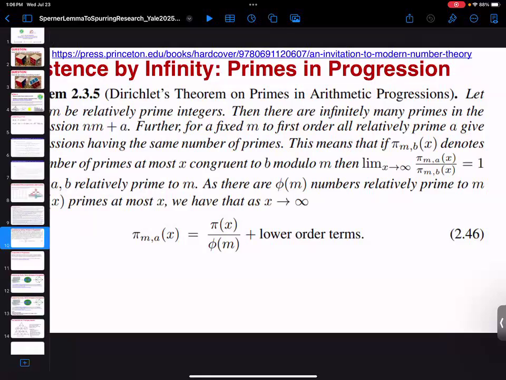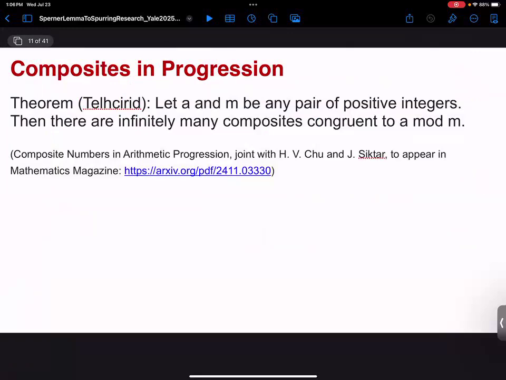I got in trouble for some of my exams at Williams, so I gave this as an exam question one year. Tell-Seward's theorem, how many of you have heard of this? So it's nice. Dirichlet's theorem requires a and b to be relatively prime. This theorem does not. Let a and m be any pair of positive integers, then there are infinitely many composites congruent to a mod m.